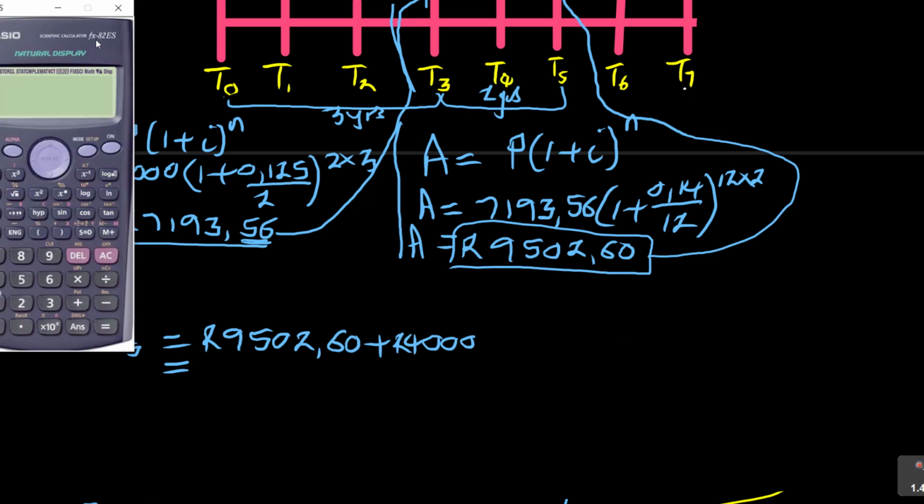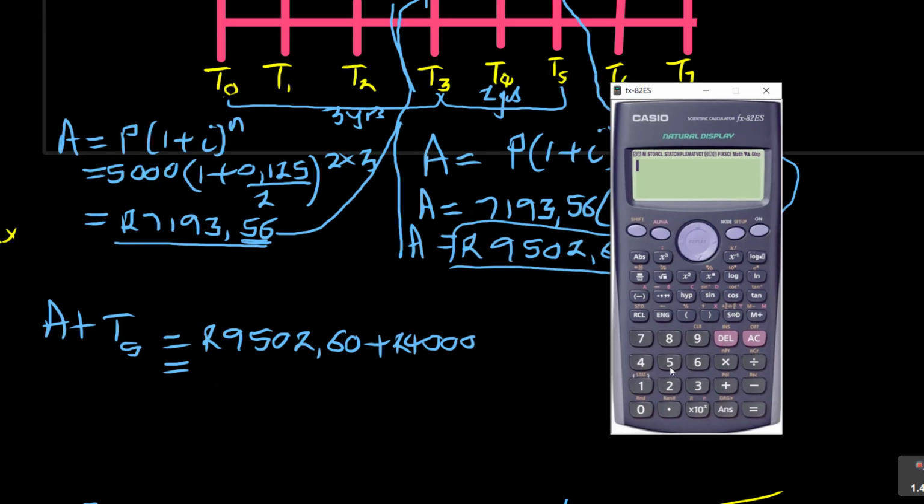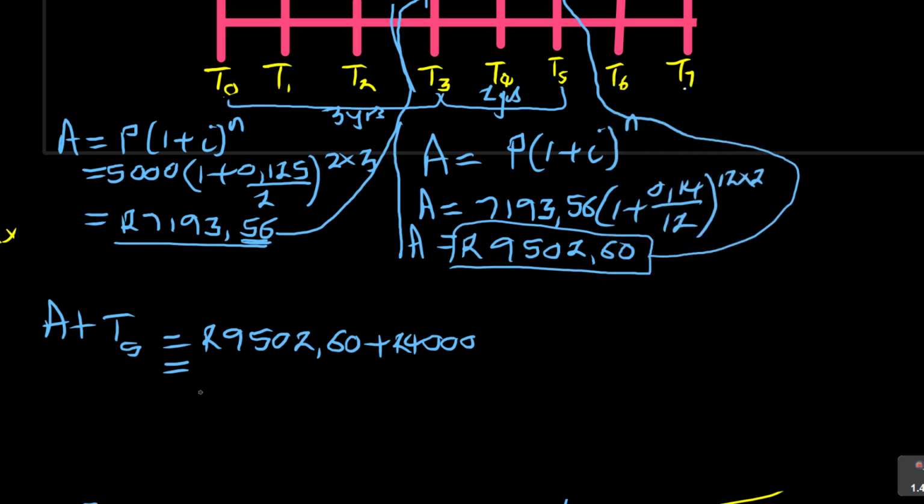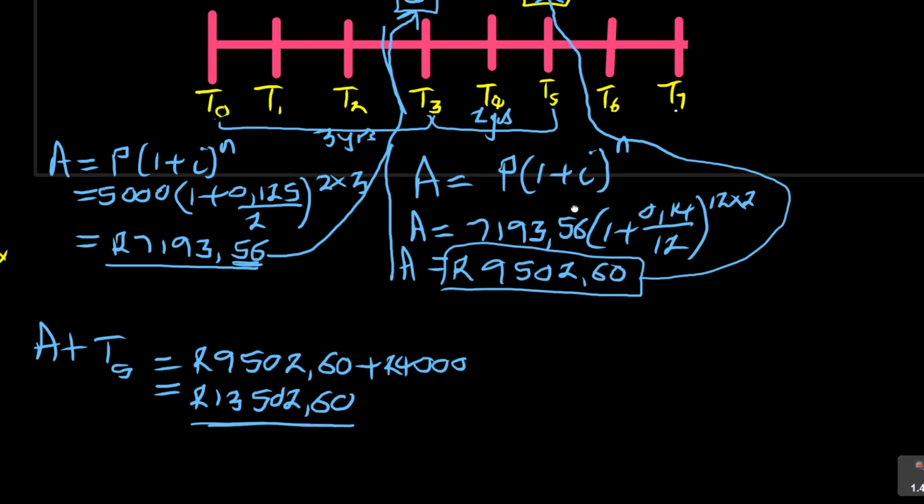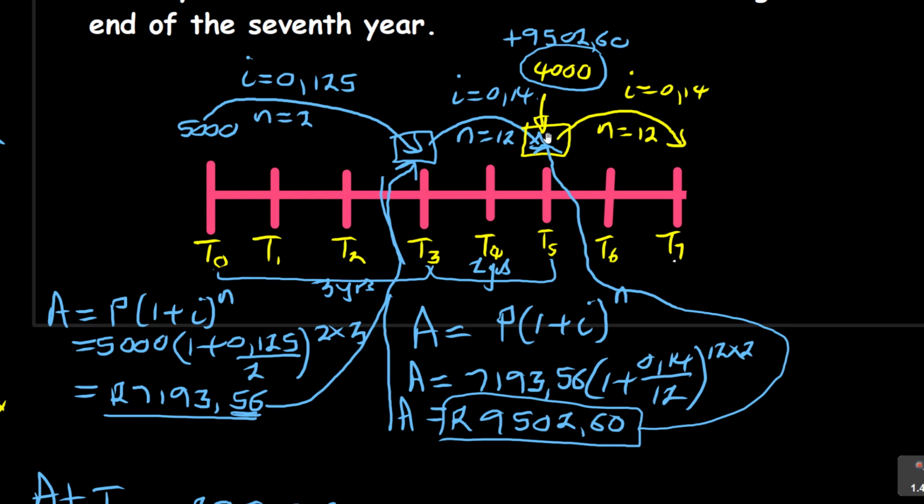That's the money that we're going to invest into the next future gain. So it's 9,502.60 plus 4K equal to, what do I get? 13,502 rand 6 cents. So it's 13,502 rand 60. This is the amount you're going to find him having. Let's say he stopped at T5. That's the amount you're going to have. The 4,000 in the hand plus this 9,500.